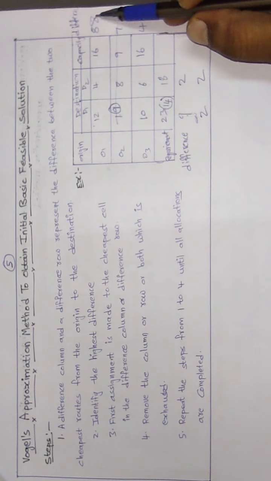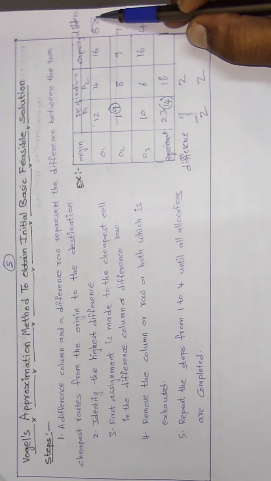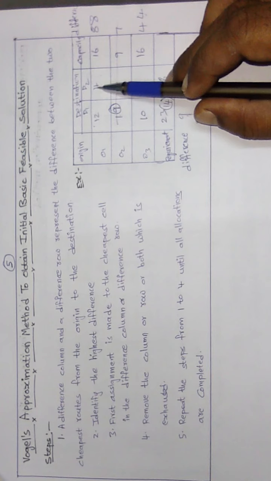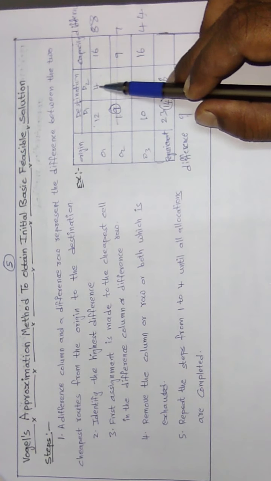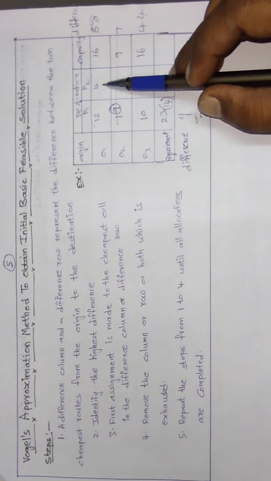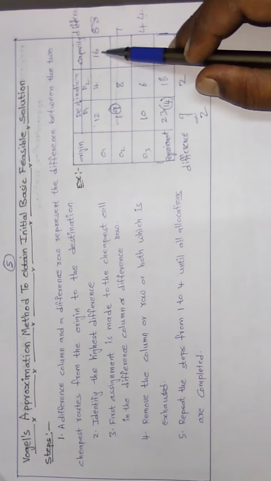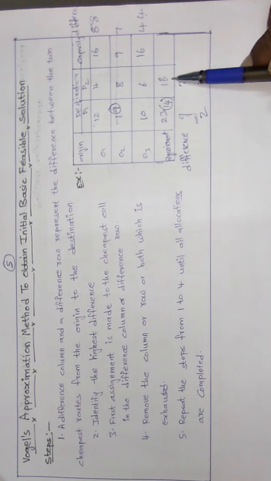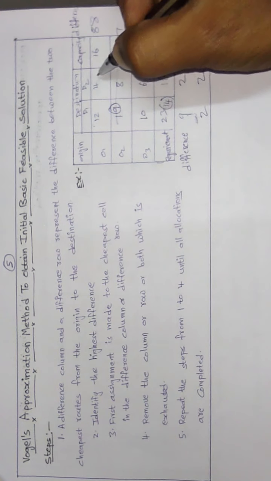That means we have to take this row. In this row we have to take the cheapest cell among 12 and 4. Which one is the cheapest cell? 4 is the cheapest cell. That means we have to allocate in this O1 D2 cell. So for the O1 row, what is the capacity we are having? 16. And for the D2 destination, what is the requirement we are having? 18. Among 16 and 18, which one is the smallest value? 16 is the smallest value.